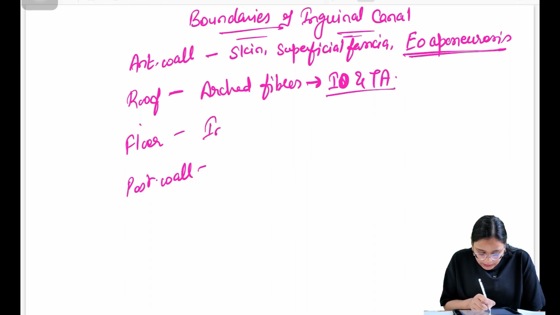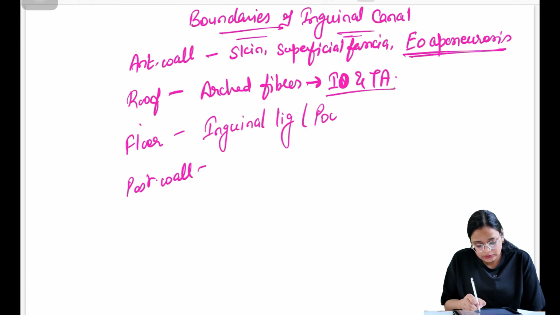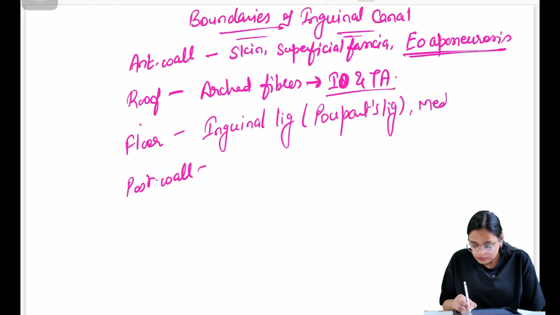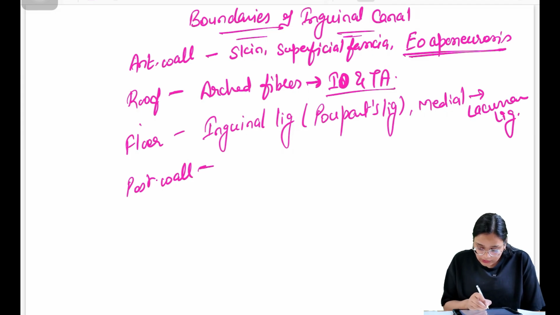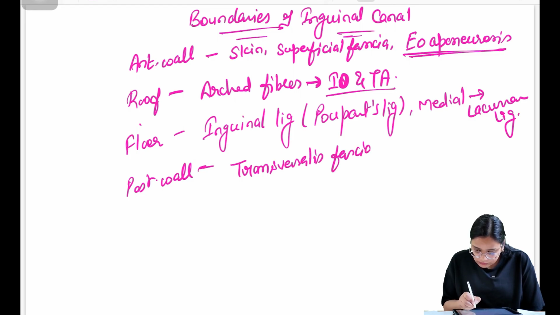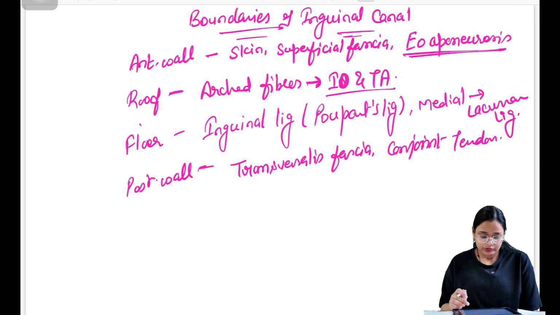The floor is mainly formed by the inguinal ligament, also known as Poupart's ligament. The medial end of the floor also has some part of the lacunar ligament. The posterior wall is formed by transversalis fascia and conjoint tendon medially. Okay, so these are the main boundaries of the inguinal canal.